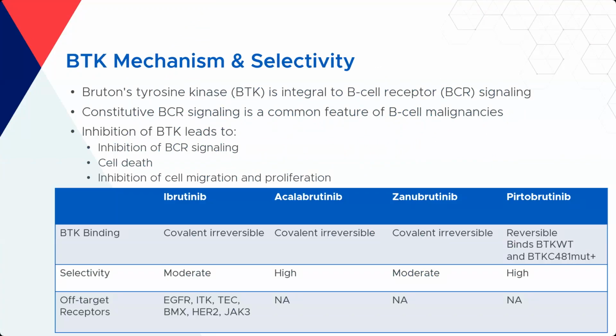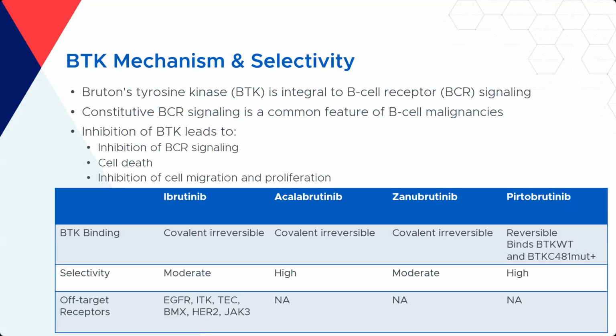So Bruton's tyrosine kinase, or BTK, is integral to B-cell receptor signaling. And it's specifically a downstream signaling kinase that's upregulated in B-cell malignancies. And all these BTK inhibitors are oral small molecule inhibitors of that pathway. So this table here, you'll see a little bit of the differences between the agents from a pharmacokinetic standpoint.